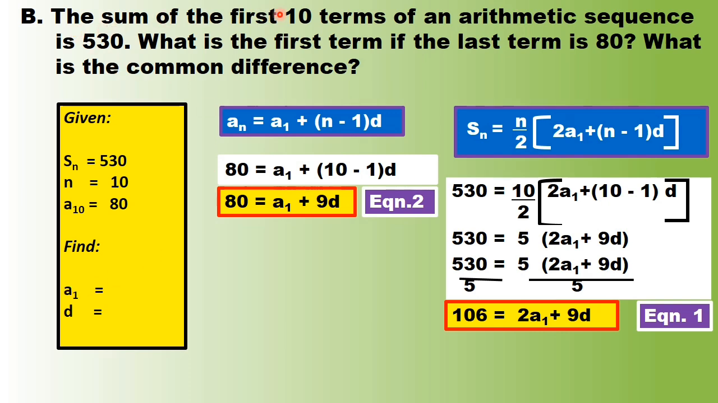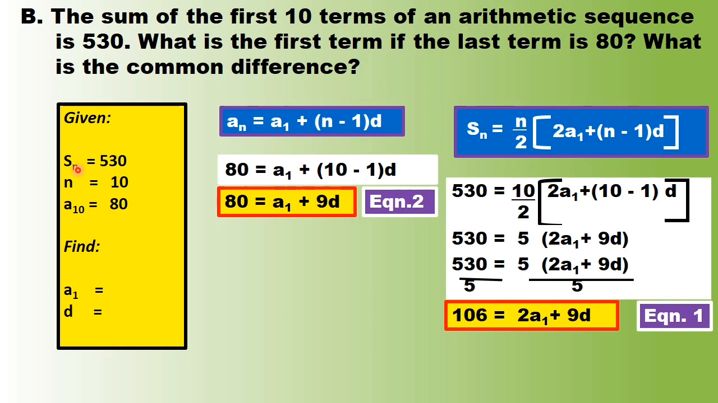The sum of the first 10 terms of an arithmetic sequence is 530. What is the first term if the last term is 80? What is the common difference?